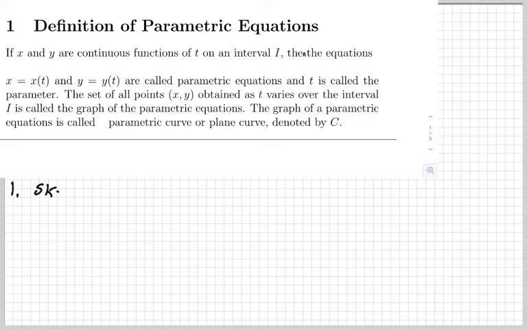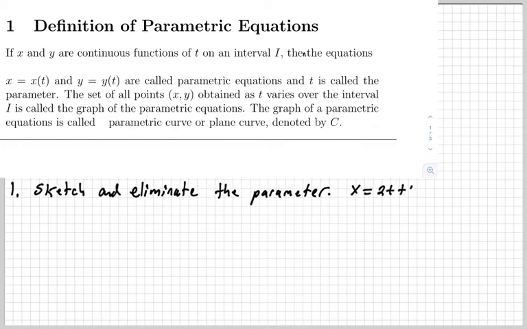So first example here, we're going to sketch and eliminate the parameter. Our set of parametric equations is x equals 2t plus 4, and y equals t minus 1. What we're going to do is pick a couple of t values just to get an idea of what's going on. So we're going to pick numbers close to 0: minus 2, minus 1, 0, 1, and 2 for t.